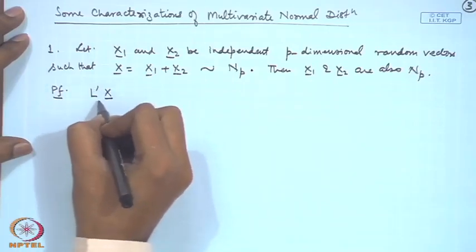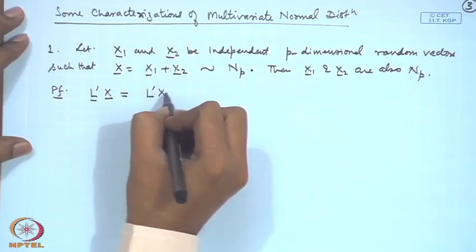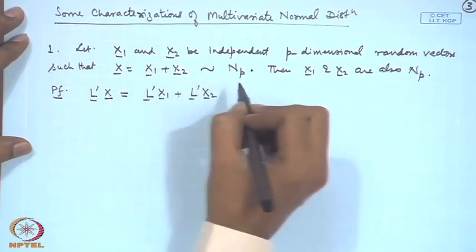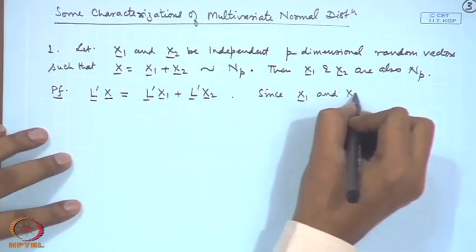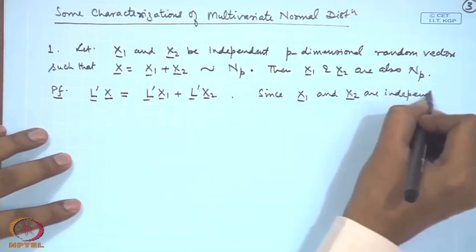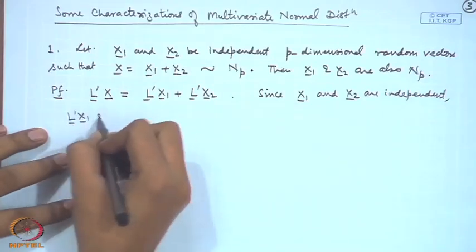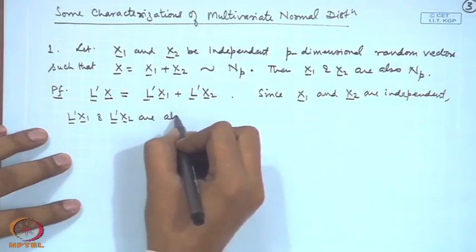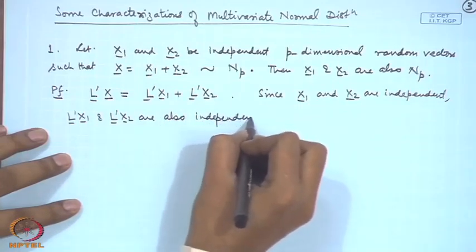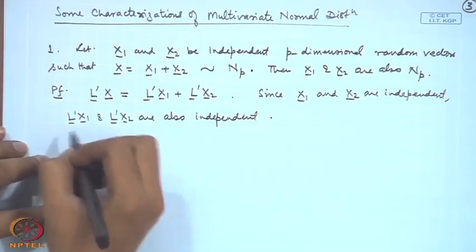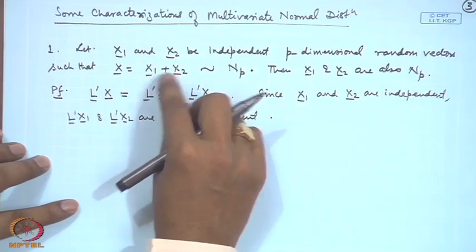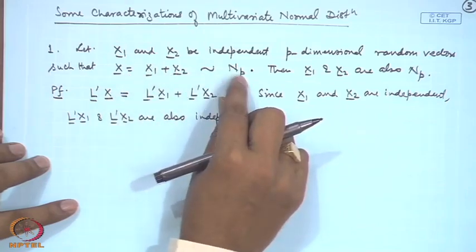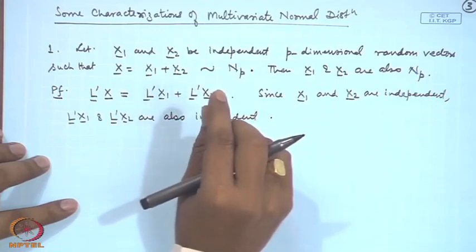Let us consider a linear combination of the components of x. So, that is becoming l prime x1 plus l prime x2. Now, since x1 and x2 are independent, l prime x1 and l prime x2 are also independent. Now, there is a characterization of the univariate normal distribution in terms of the decomposed terms. That means, if x1 and x2 are univariate normal such that x1 plus x2 follows univariate normal, then each of x1 and x2 will be univariate normal.